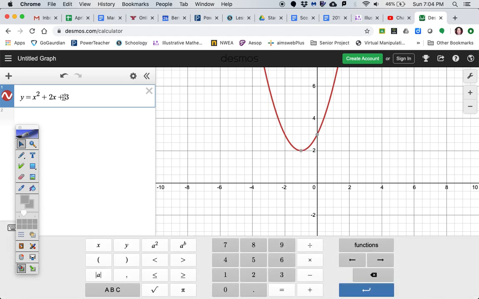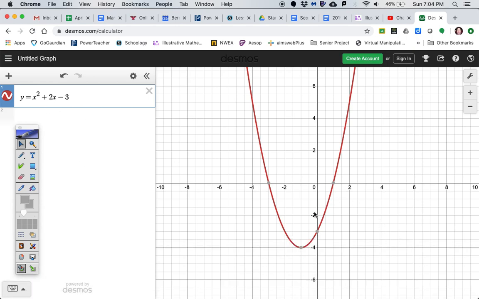Let's say this time instead of positive 3, it's negative 3. Okay, again this is still opening up. The vertex now is at -1, -4. The y-intercept is right here at 0, -3. And now we have x-intercepts, there are 2 of them, at -3, 0 and at 1, 0. So these are your x-intercepts or your zeros. This is your y-intercept, and this is your vertex.